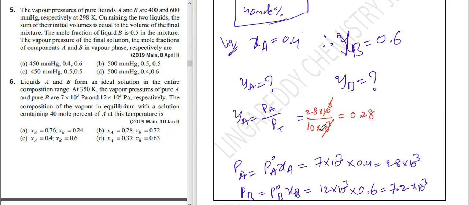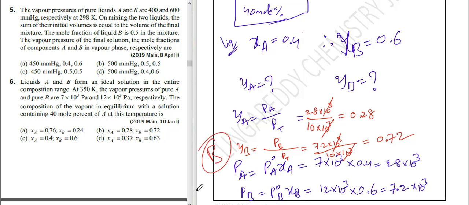That means 0.28. Similarly, YB equals PB by P total. PB is 7.2 into 10 power 3 upon 10 into 10 power 3. The 10 power 3 gets cancelled. That means 0.72. So the answer will be B. Sixth question, answer is B.